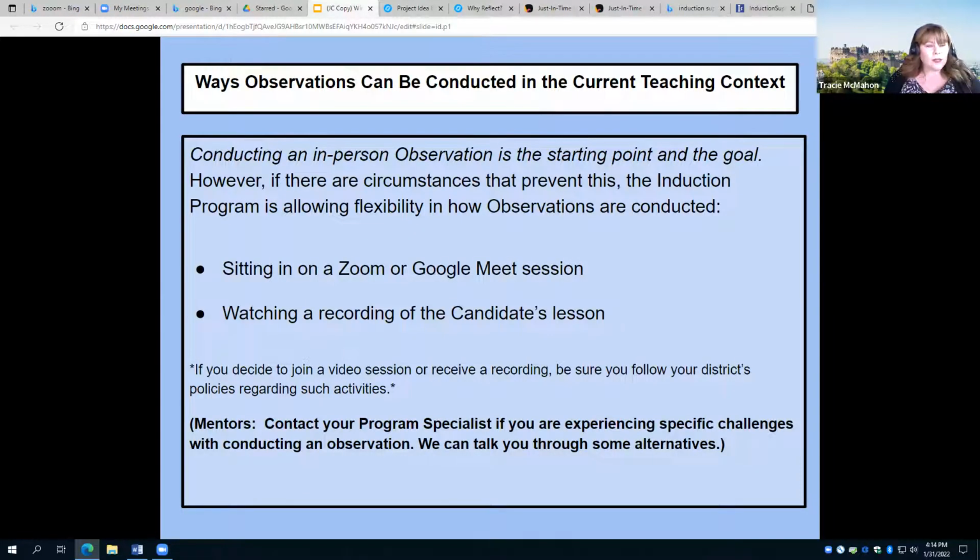And these are some options for conducting, because we know the teaching context is a little bit different right now. I just even had an email today saying there's no way we can get subs right now. What can we do?